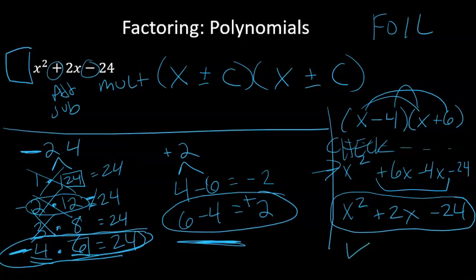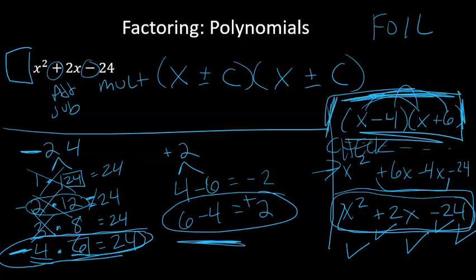Well, I have an x squared, just like the question. I have a plus sign next. I have a 2x next. I have a negative sign next. And then I have a 24 that's a constant with no letters touching it. This is 100% exactly like the question. Therefore, this is the answer. The little factory thing I made, this is the answer.